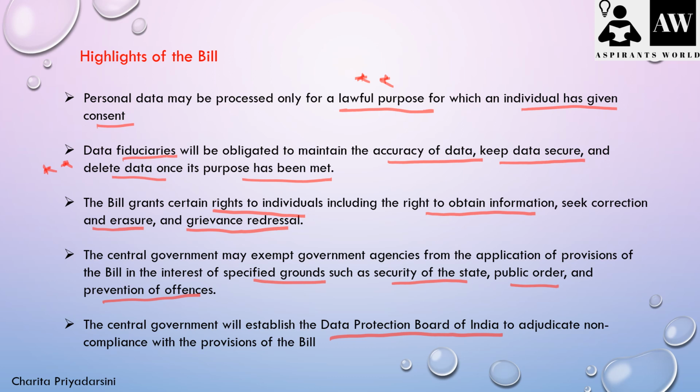The central government will establish the Data Protection Board of India to adjudicate the non-compliance with the provisions of the bill. So in this way, the bill contains all the provisions regarding the lawful collection of information, the usage of information only for the legal purpose, the accuracy of data maintenance, the security of data, the redressal of grievances, and along with that the establishment of the Data Protection Board. So these all are the major highlights of the bill.